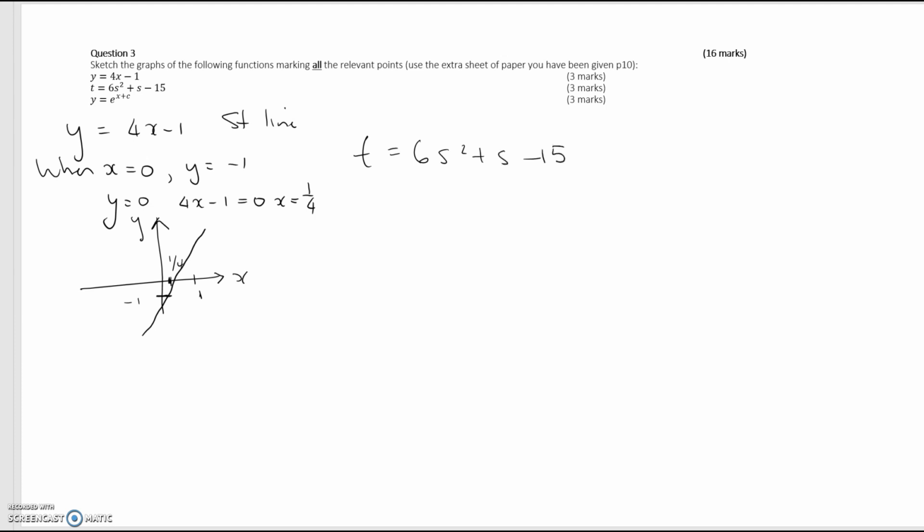So you've already found that when t equals 0, what did we have? We had 3s plus 5 times 2s minus 3 equals 0. So you'd already done that. So you'd already found the s-intercepts.